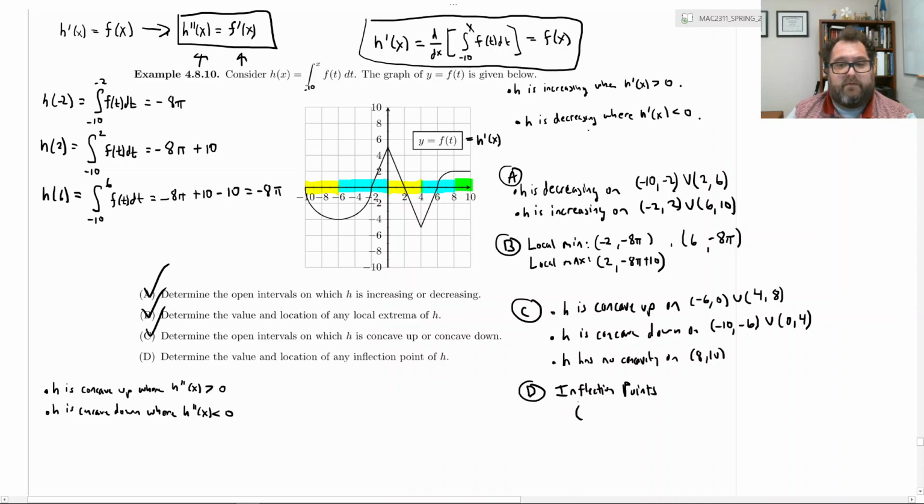So that's going to give us where our first change is at -6. We change from concave down to concave up. So that's going to be an inflection point. Then we change again at the origin, 0. At 0, we change from concave up to concave down. So at 0 comma something is an inflection point. And then again at 4, we change from concave down to concave up. So at 4 comma something, we have an inflection point.